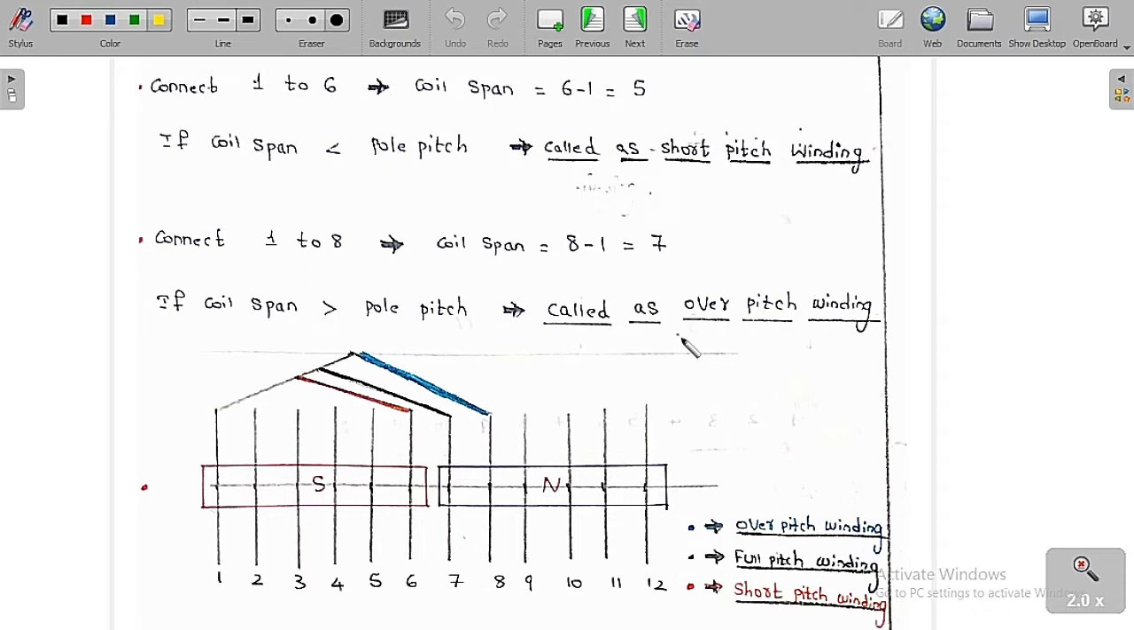So whenever the coil span is equal to the pole pitch, it is called a full pitch winding, whenever the coil span is lesser than the pole pitch, it is called a short pitch winding, and whenever the coil span is greater than the pole pitch, it is called an over pitch winding. This is a very important thing that you always have to remember.